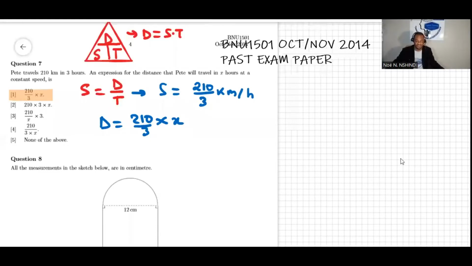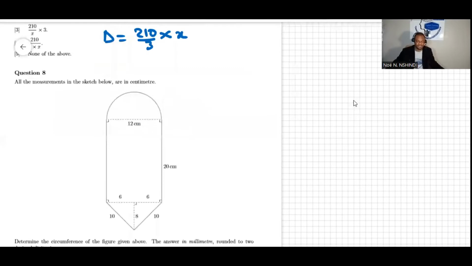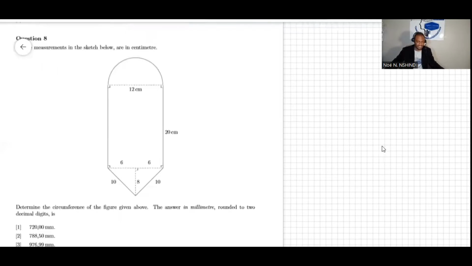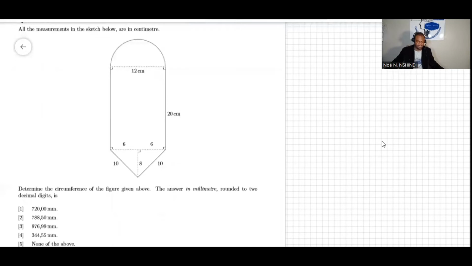Well, next question is question 8. As we can see there, it is said that all the measurements in the sketch below are in centimeters. We have 12 centimeters there, 26, 6, 10, 8, 10. Now the question says: determine the circumference of the figure given above. The answer in millimeters, rounded to 2 decimal digits, is... The alternatives are there also. Let me display them all.